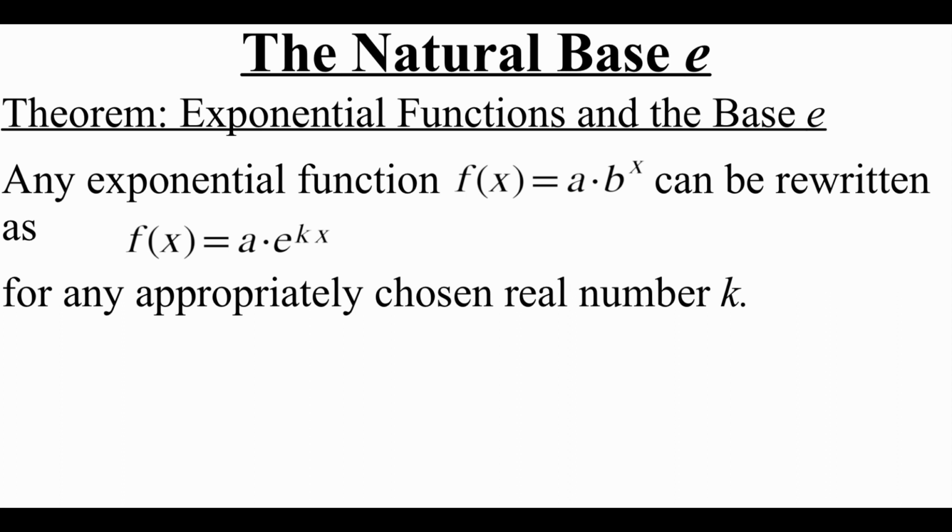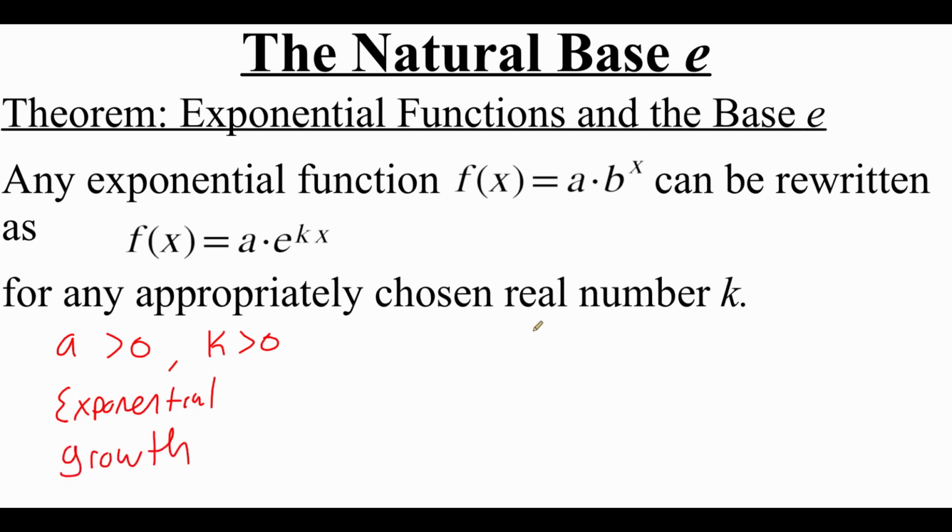Now, as we're talking about this e value, we're going to be looking at exponential functions. And any exponential function, f of x equals a times b to the x, can be rewritten using this e. So f of x equals a times e to the kx power for any appropriately chosen real number k. Now, with this exponential function, if our a value is positive, and if our k value is also positive, then this is an exponential growth function. But if our a value is positive and our k value is negative, then this is going to be an exponential decay function.